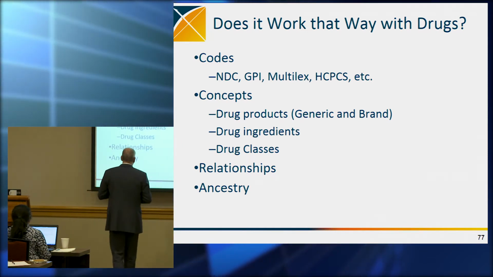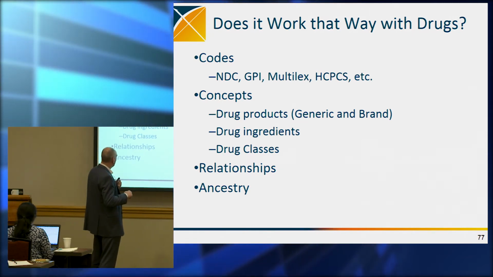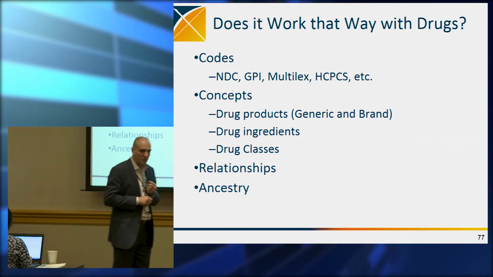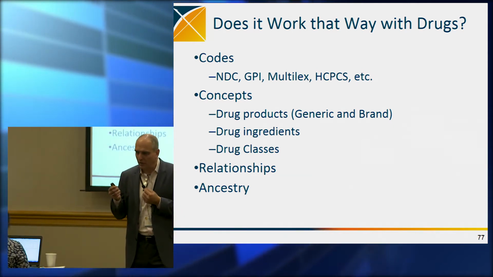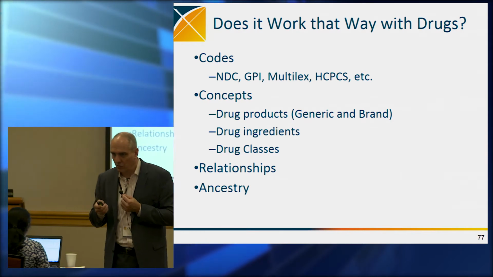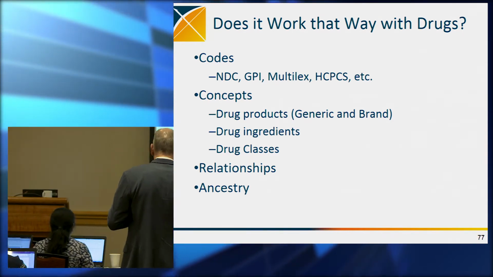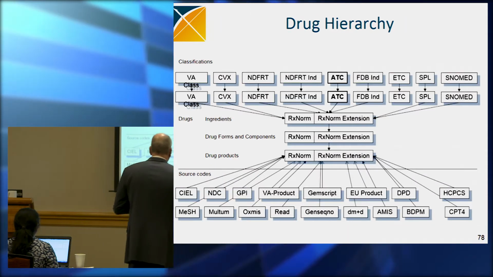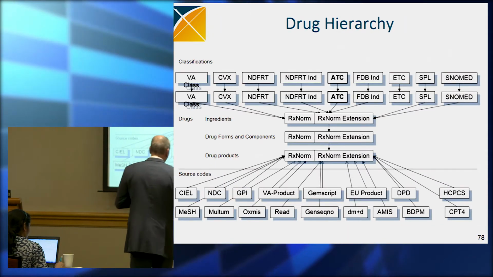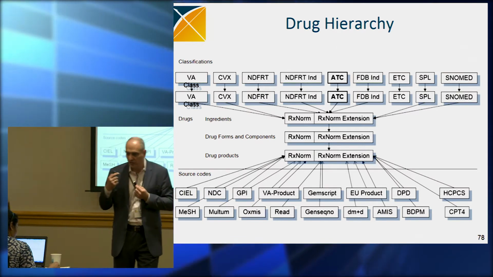And then there are concepts. There is a concept for drug product, and there are concepts for drug ingredients, and there are concepts for drug classes. And you're going to do the same thing as you do with the condition. And then there are relationships between these concepts, and there's ancestry. Here's a drug hierarchy. It looks in principle the same way as a disease hierarchy, except there are different vocabularies.